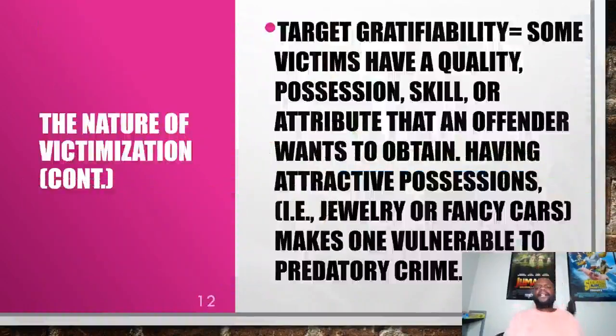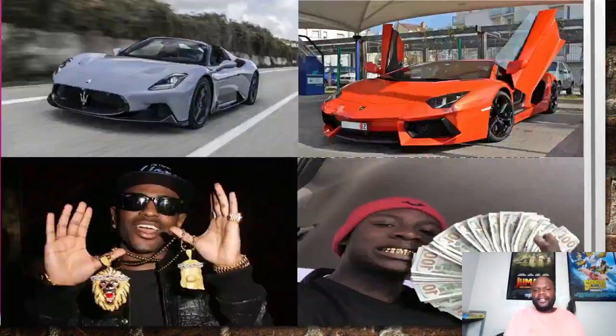We also have target gratifiability. Some victims have a quality, possession, skill, or attribute that an offender wants. If you have attractive possessions, fancy cars, nice jewelry, sometimes that will make a person vulnerable to potentially experiencing a victimization. So when we look right here, again, I just pulled some photos from the internet.